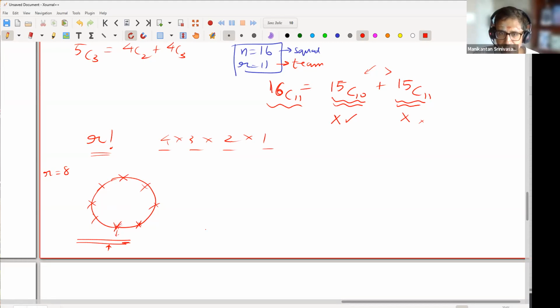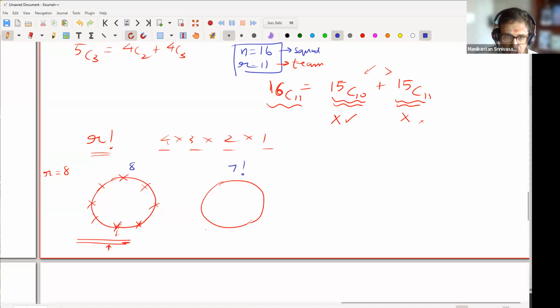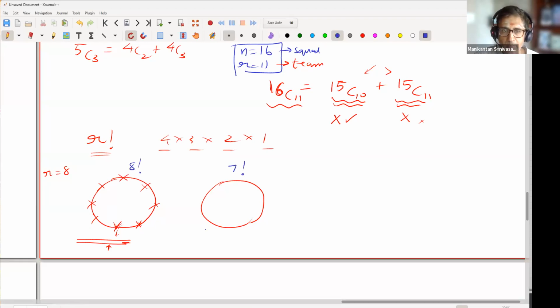But just imagine they are rotating in space somewhere. If I'm looking at the sky, I won't be able to tell any difference in how they're relatively placed. Sorry, I'm not expressing myself clearly. All I want to say is, here it's 7 factorial ways, here it's 8 factorial. Just because it's a circle, don't immediately put the number of ways of arranging them as R minus 1 factorial. It depends on the context.